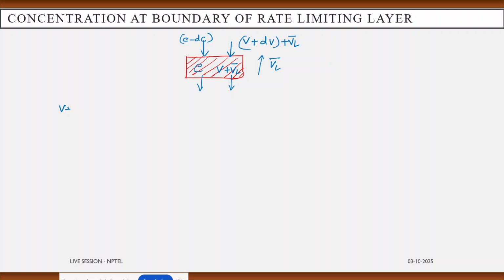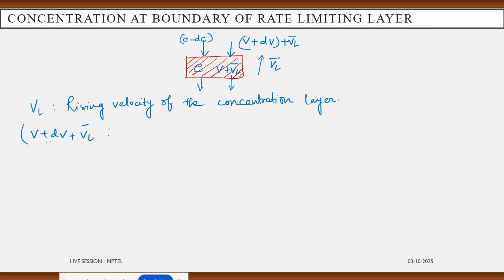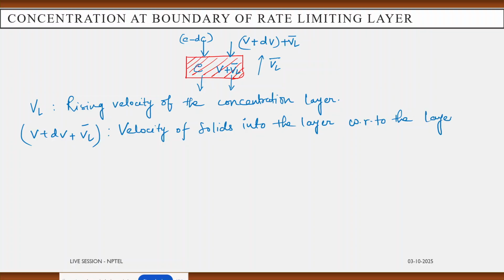So here VL is the rising velocity of the concentration layer, and V plus dV plus VL is the velocity of solids into the layer that we are talking about, with respect to the layer velocity.